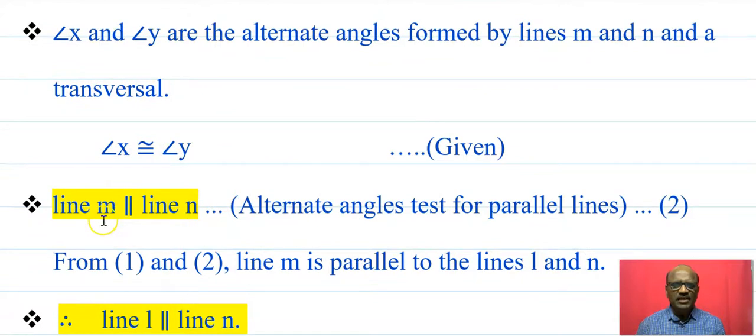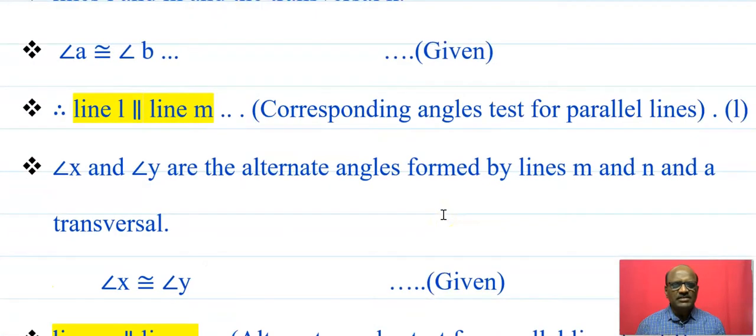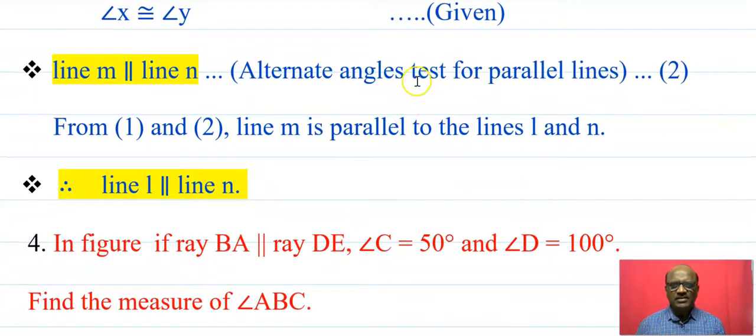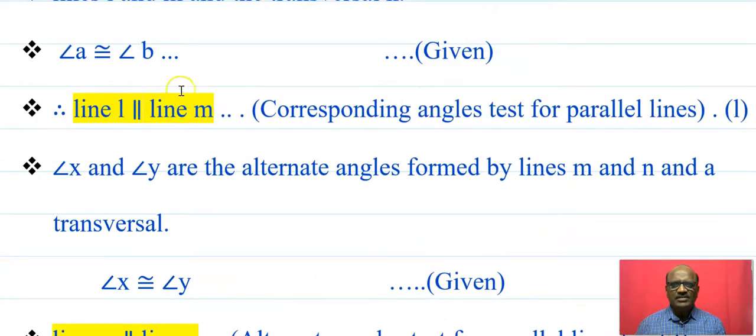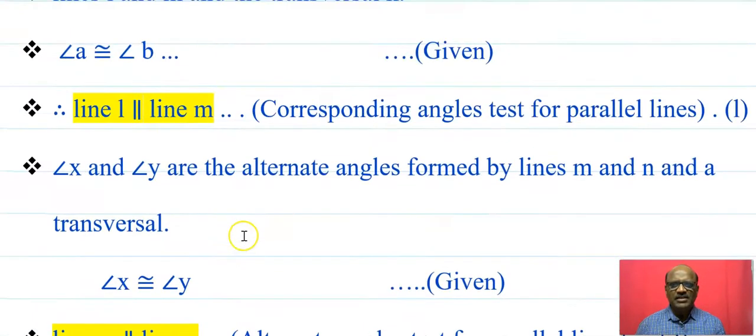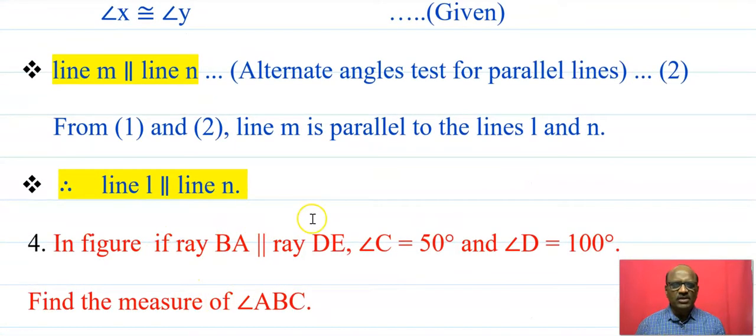It means that line M is parallel to line N, and this is by using the alternate angle test. Now in these examples, we are using two tests. One is the corresponding angle test and another is the alternate angle test. Here, line L is parallel to line M, and M is parallel to line N. It means that line L is parallel to line N, and in this way we have proved it.